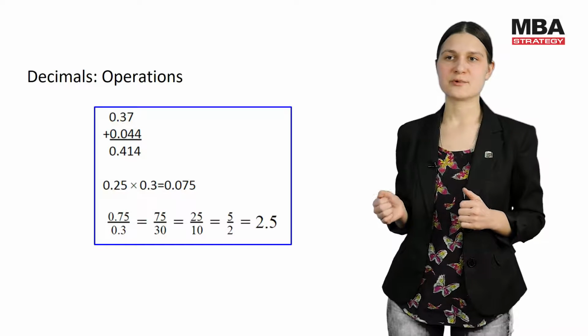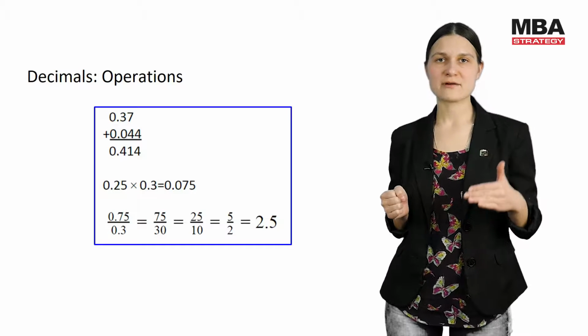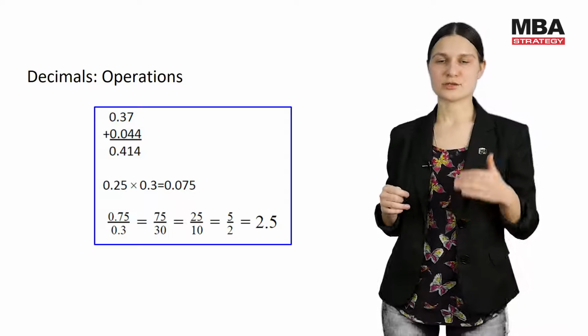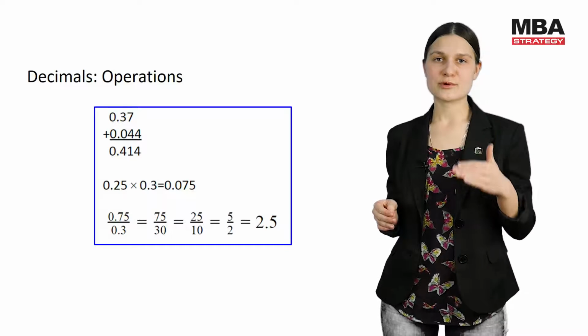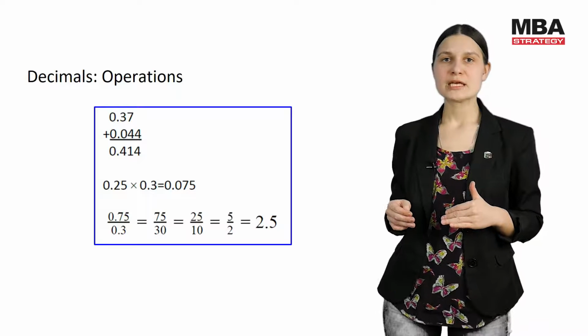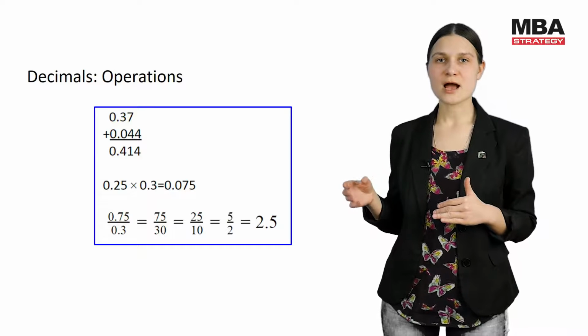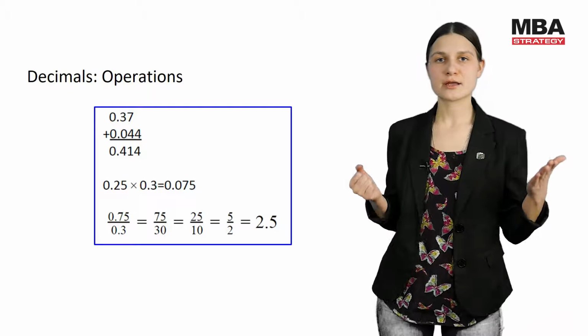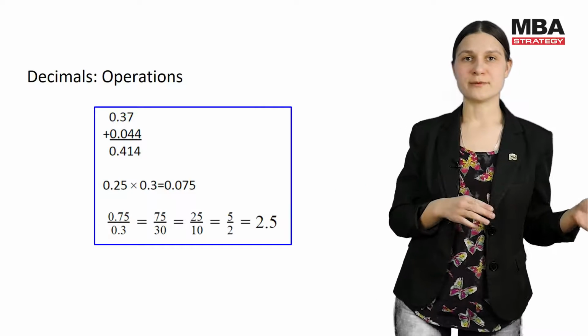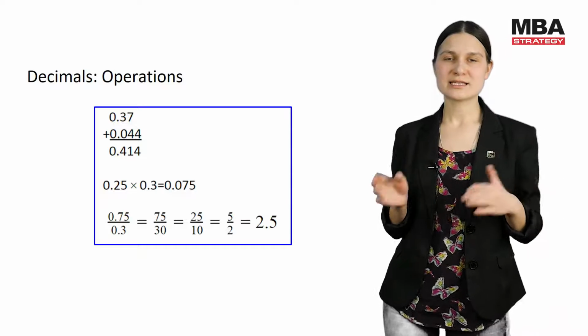In this example here we have 0.75 and 0.3. So I multiply by 100 the numerator and the denominator and I got 75 over 30. So you see I got rid of the point and then I just simplify.